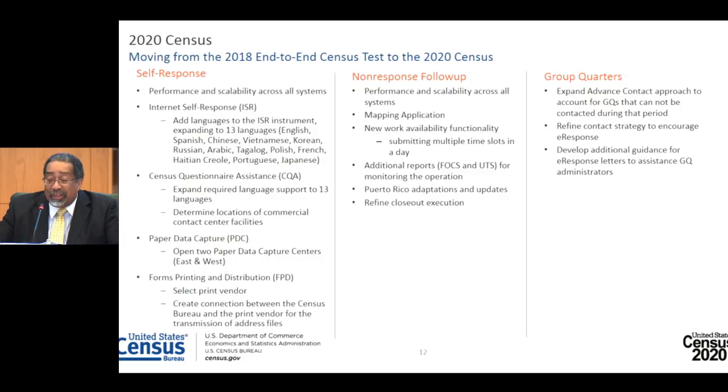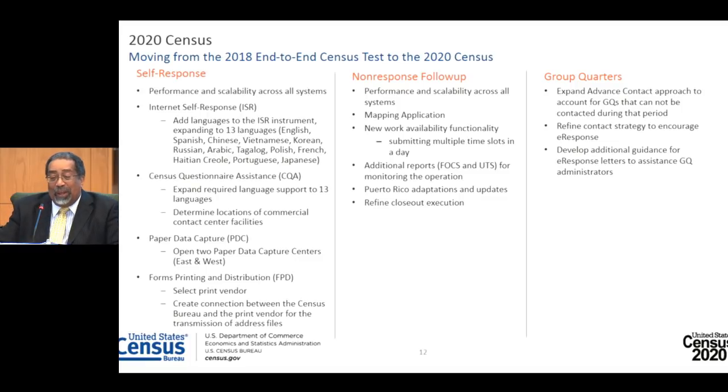Other highlights include opening a second paper data capture center, giving us 2 centers, one east, one west, which gives us instant scale-up capability if we get more paper than we expected. We can operate one shift in each location based on the current forecast, but by adding shifts, we could accommodate a much higher load of paper. And most importantly, we have to select a print vendor to handle the paper printing requirements for the 2020 census.